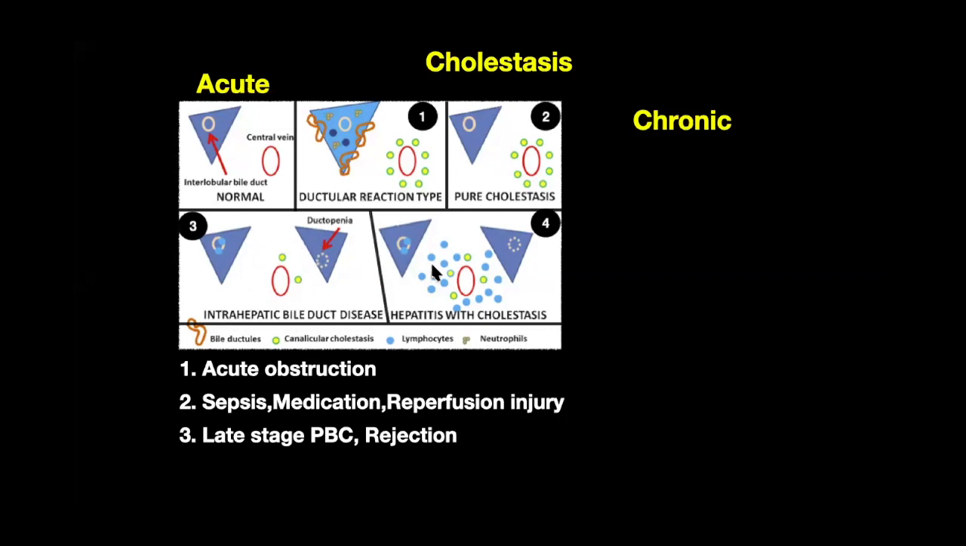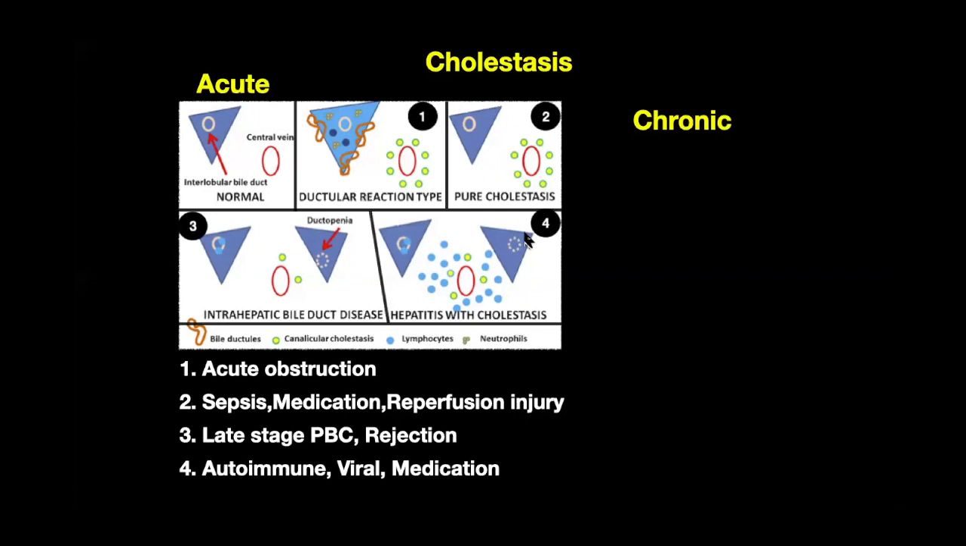And in pattern 4, there is hepatitis. Lymphoid cell infiltrate into the lobules along with the cholestasis. The bile ducts are also affected by the lymphocytes, and there may be ductopenia in 4. So this is seen in autoimmune or viral hepatitis and in medications. So these are all the 4 patterns for acute cholestasis. Pattern 1, ductular reaction pattern. Pattern 2, pure cholestasis. Pattern 3, intrahepatic bile duct disease, and pattern 4, hepatitis with cholestasis.